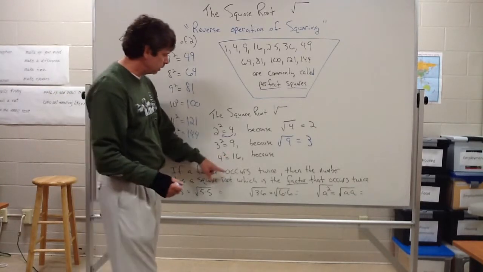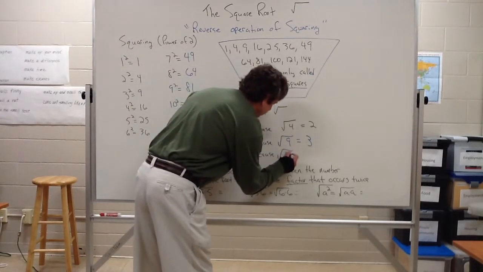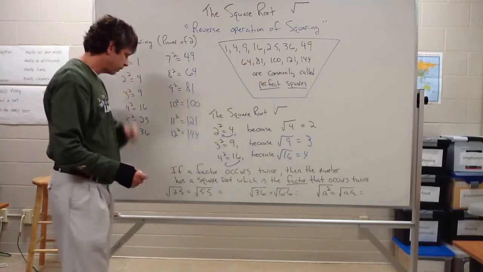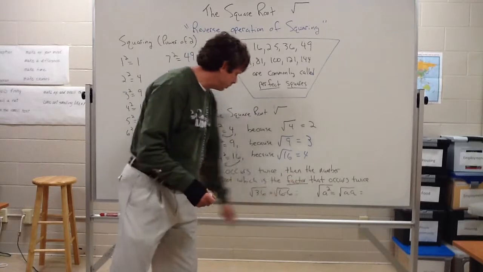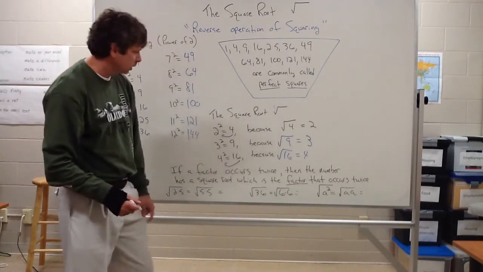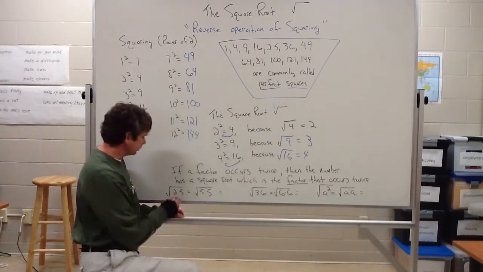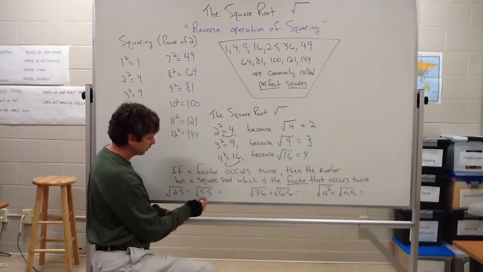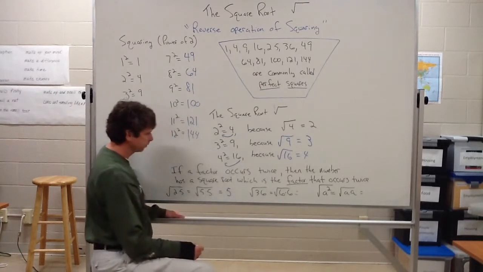4 squared is 16. If we go the other direction, the reverse operation is the square root of 16 has to in turn be what squared is 16, which is a 4. So to kind of summarize, if a factor occurs twice, then the number has a square root, which is the factor that occurs twice. So, for instance, the square root of 25 is a perfect square because it has 2 factors multiplied together, the same factor. It occurs twice, and since that happens, the square root of this is just that factor 1 time.